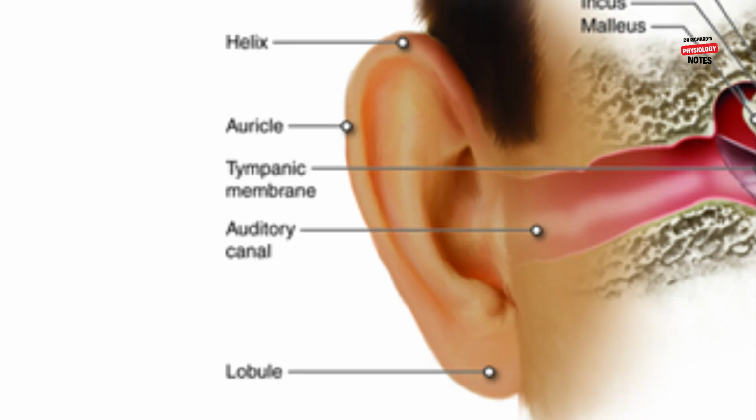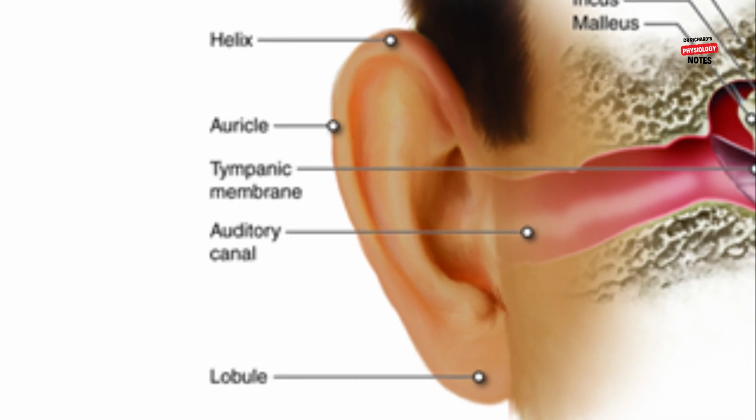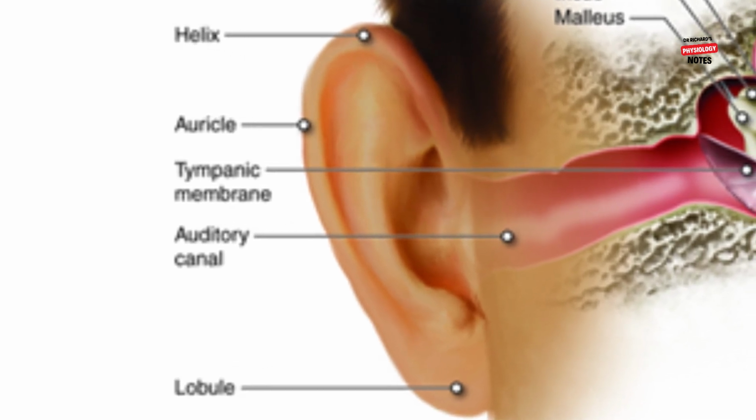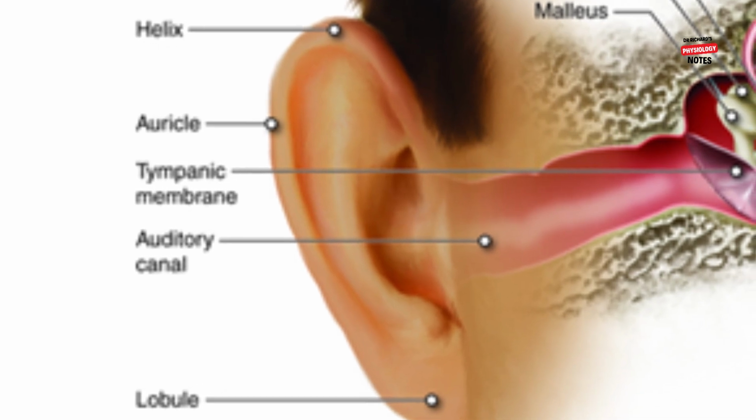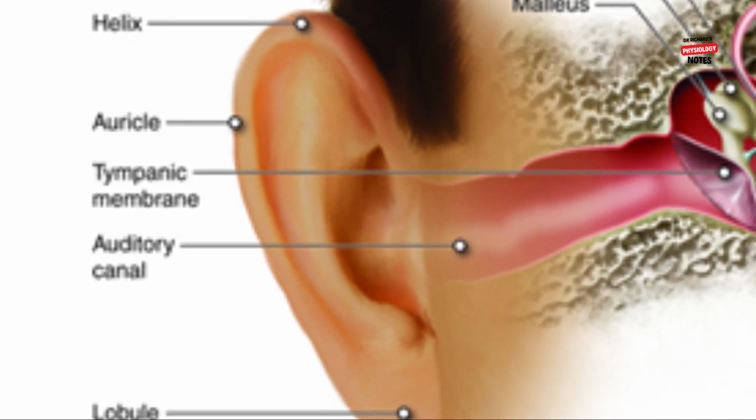The external ear consists of the auricle and the external acoustic meatus. The auricle, or pinna, is composed of elastic cartilage covered with thin skin and occasional hair. The function of the auricle is to direct sound waves into the external acoustic meatus. The external acoustic meatus, or auditory canal, is a short curved tube that extends from the auricle to the eardrum.